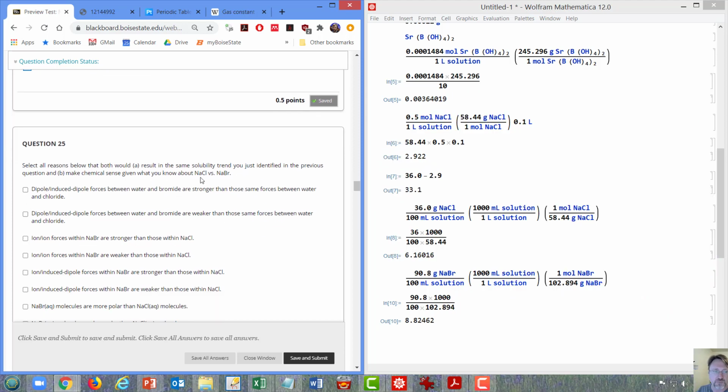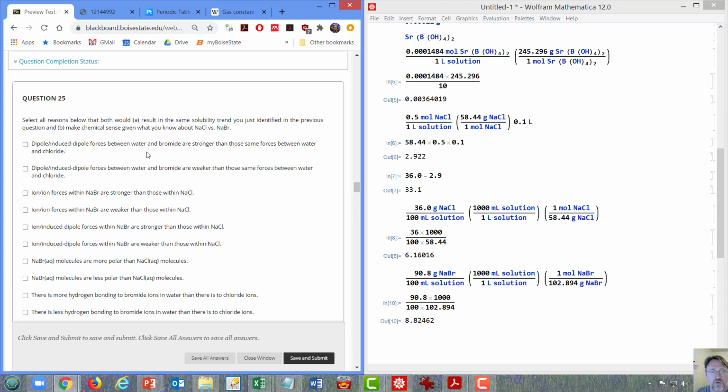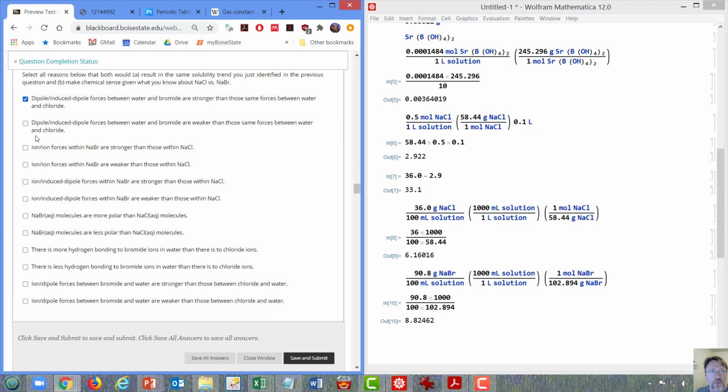So let's worry about the chemical sense part first. Dipole-induced dipole forces between water and bromide are stronger than those same forces between water and chloride. Well, the water is the same in the two cases. It's only bromide versus chloride. Which of the two has more electrons? Bromide. So bromide is going to end up having a larger induced dipole than chloride will. And so the dipole-induced dipole forces between water and bromide are indeed stronger than those between water and chloride. So that means this one, which is going the opposite direction, is wrong.